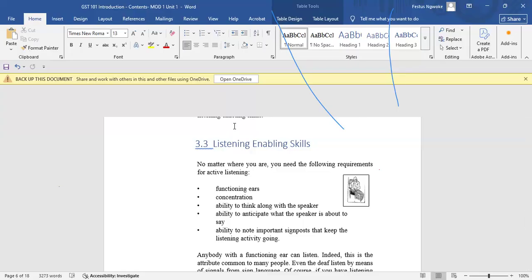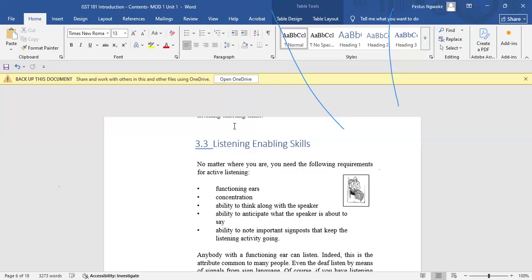When you are a good listener, when you can concentrate, when you can pay serious attention, you can as well think along with the speaker. Because as the speaker mentions the key word or the key sentence in a particular situation, you'll be able to anticipate. And then that leads us to the second one, which is the ability to anticipate what the speaker is about to say.